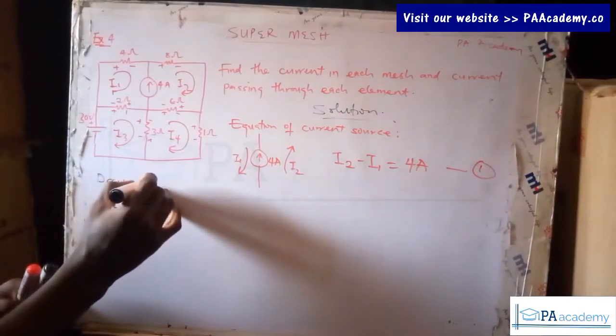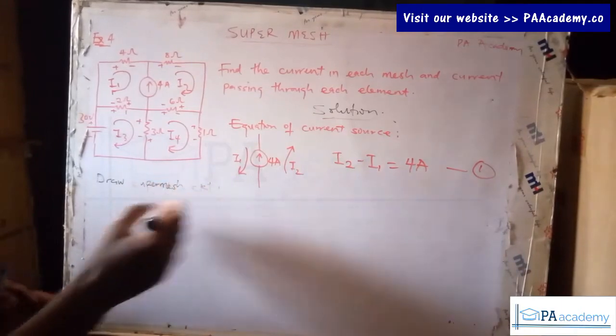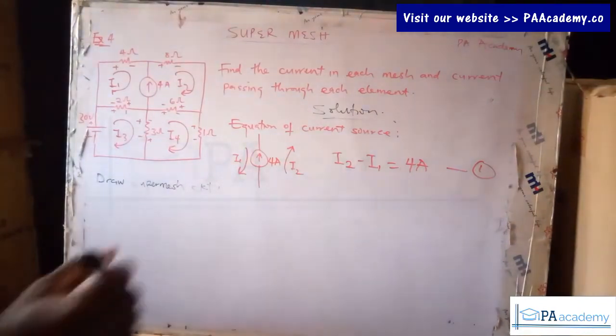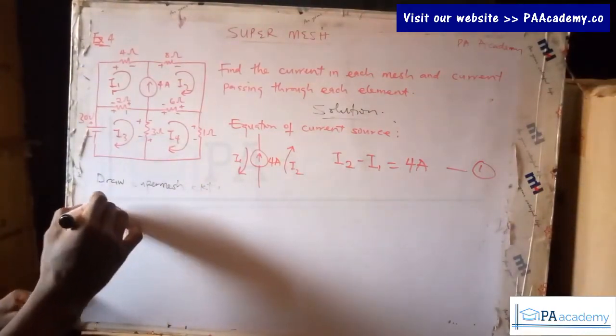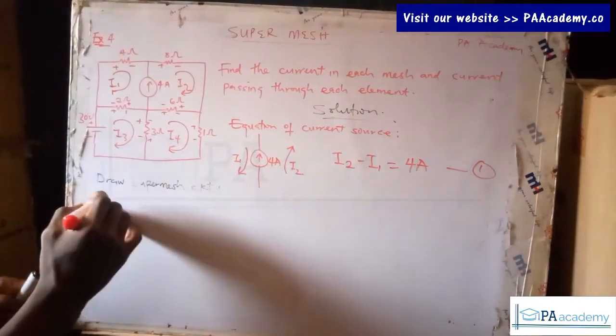Let's draw a SuperMesh circuit. That CKT is just my own abbreviation of circuit. Okay, so they are still not working. Alright, let's just continue.